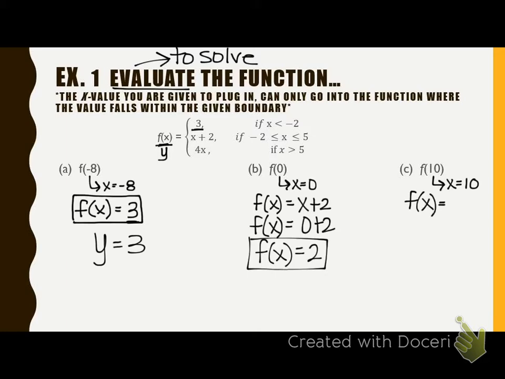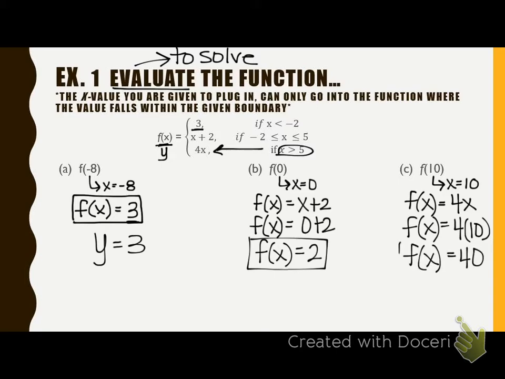F of x equals? That's not the function. So it's the boundary that you're telling me. Okay? If this is the boundary, this is the function. So f of x equals 4x. And what are we plugging in place of x? 10. Plug it in parentheses because we don't want to think 410 is our answer. Our answer is actually 40.